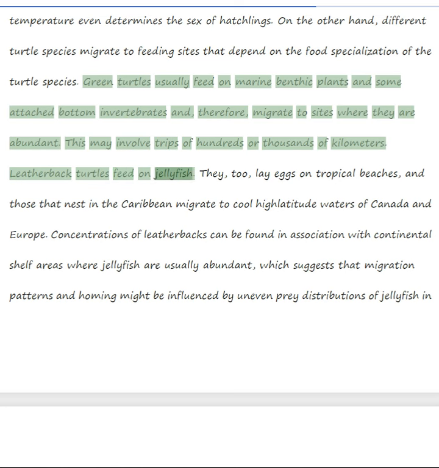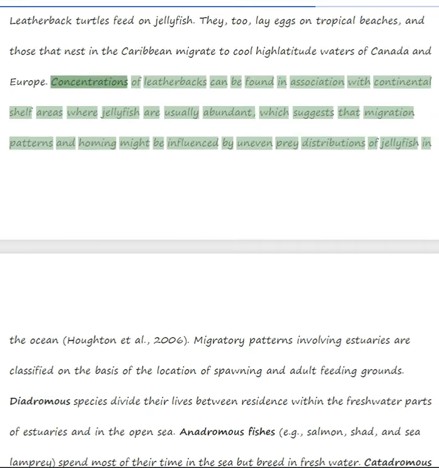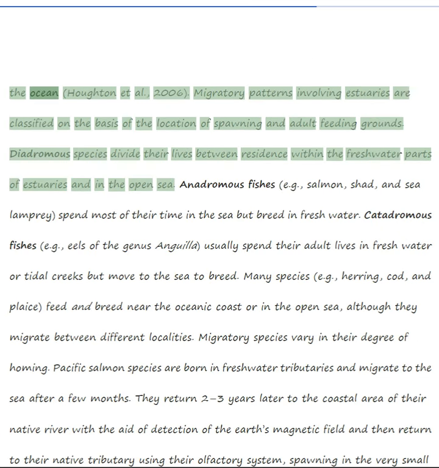Leatherback turtles feed on jellyfish. They too lay eggs on tropical beaches, and those that nest in the Caribbean migrate to cool high-latitude waters of Canada and Europe. Concentrations of leatherbacks can be found in association with continental shelf areas where jellyfish are usually abundant, which suggests that migration patterns and homing might be influenced by uneven prey distributions of jellyfish in the ocean.